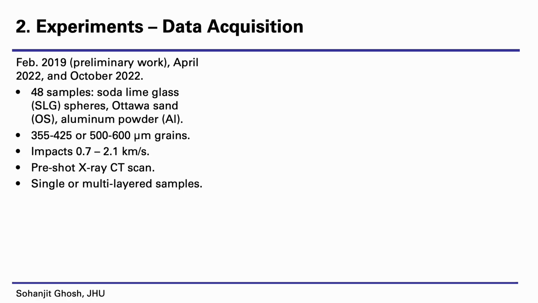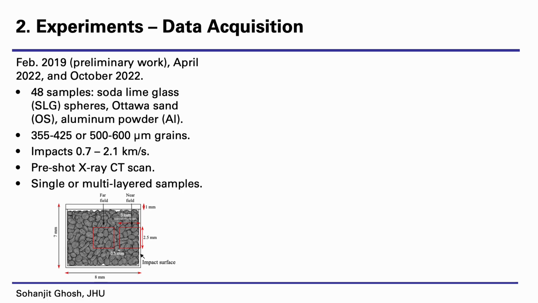We had more brittle soda lime glass and sand, while we also had a ductile aluminum powder. We varied grain sizes from a smaller 355 micron range to a higher 500 micron range. We varied the impact velocity. We had different depths of sample. For example, a single layer had only one layer in the x-ray direction.